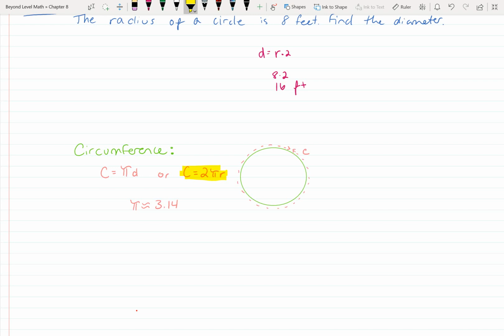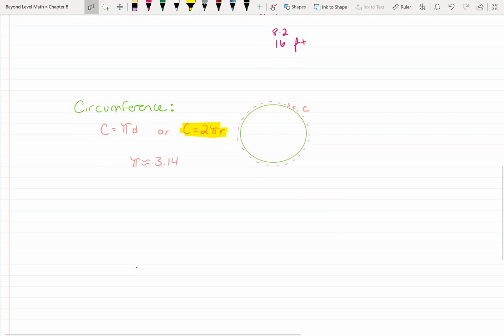And remember, pi is about 3.14, so when you are plugging it into your calculator, do not press the pi button. Make sure you are pressing 3.14. Your book will also tell you that you can use 22 over 7. It's not necessary. It's easier to write a decimal anyway, but 22 over 7 is about 3.14.